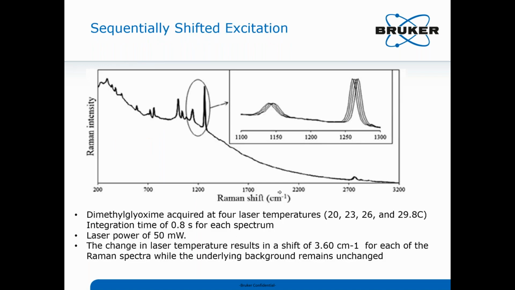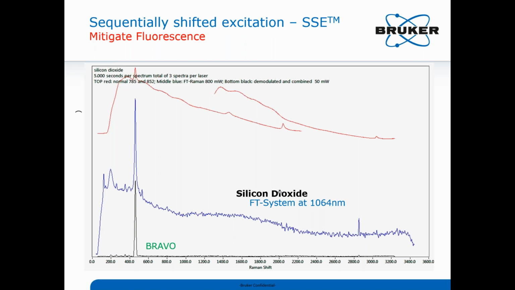This is the SSE in action. So you can see now I'm going to shift the lasers of the two excitation lines around so that I can move the Raman bands, but actually the fluorescence is very broad, so it doesn't change. So you can divide that off and be left with the desired Raman signature. This is a really good example looking at silicon dioxide, and you can see, wow, there are the two lasers at 785 and 852 shown in the top, and then there's the 1064, even longer wavelength spectrum. But with the Bravo and being able to take the best of both spectra, I can get a really nice Raman spectrum quickly and easily with the system.